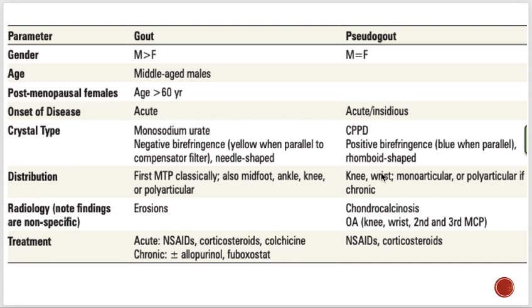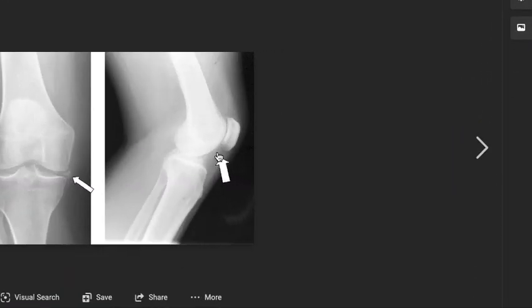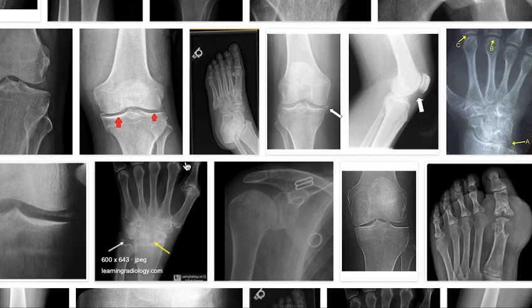So how do we diagnose it, guys? Simply the same thing. They take the aspirate from the joint, and they are going to see rhomboid-shaped, P for pseudogout and P for positively birefringent, rhomboid crystals of calcium pyrophosphate. And one of the things I showed you is X-rays. X-ray shows chondrocalcinosis.